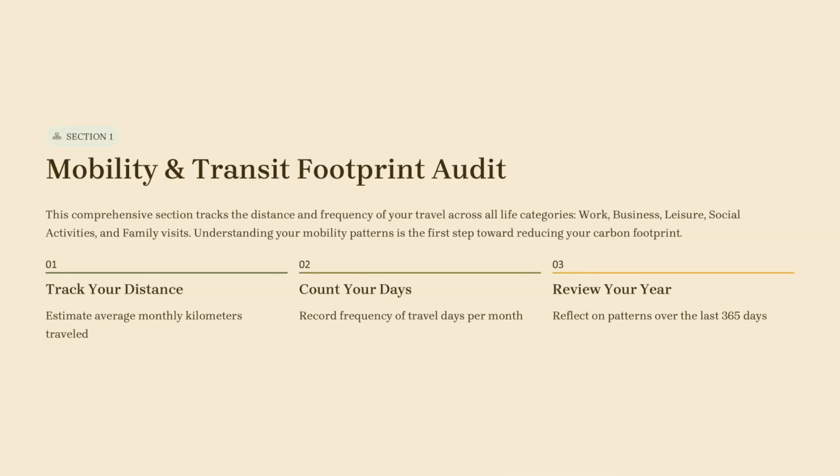Section 1 focuses on your mobility and transit footprint audit. We track the distance and frequency of your travel across all life categories. The assessment is divided into three parts: tracking your distance, counting your travel days, and reviewing your yearly patterns.